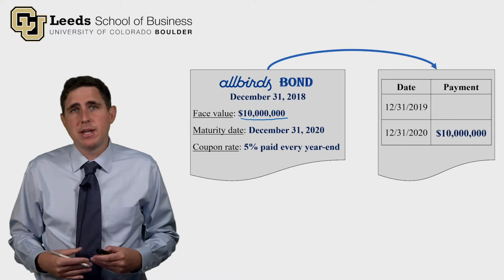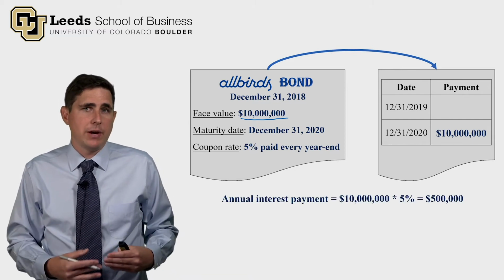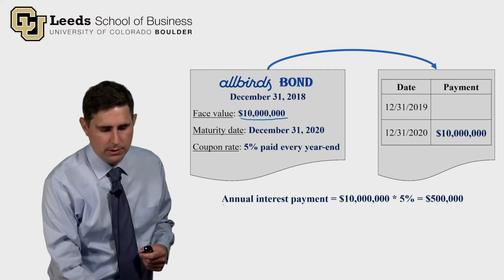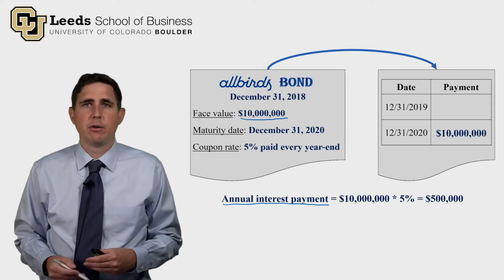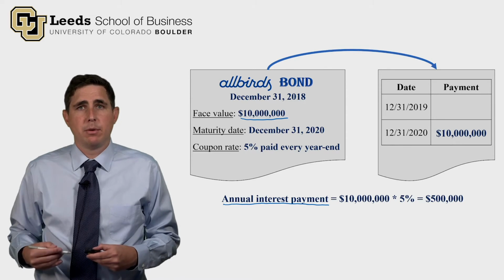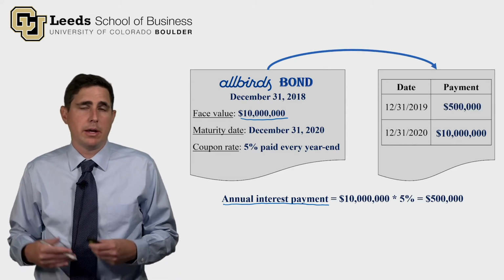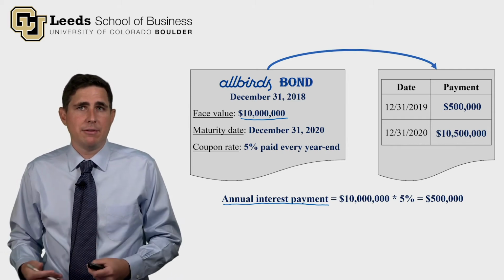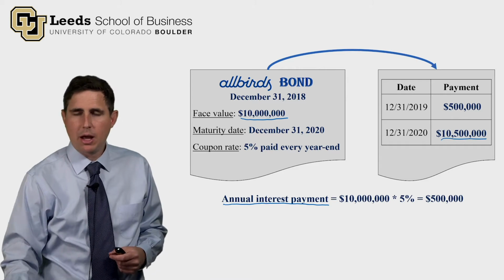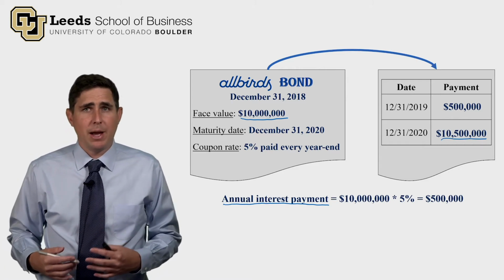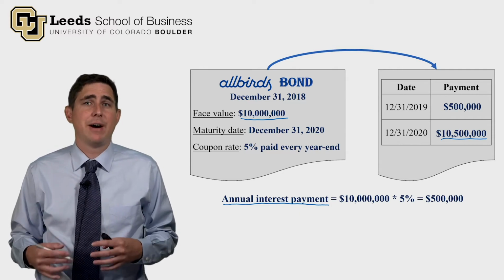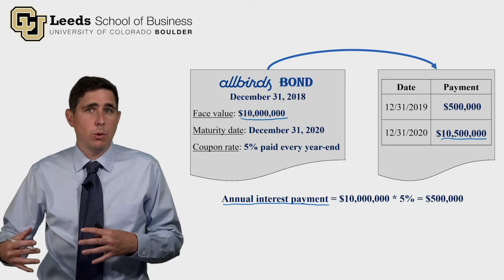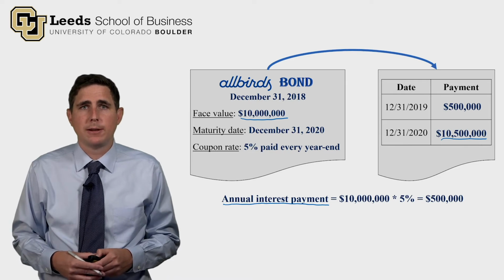Well, they're expecting 5%. If you take $10 million face value times a 5% coupon rate, investors are expecting to receive annual interest payments, so once per year, interest payments of $500,000. So at the end of December 2019, 1 year after they buy the bond, they'll expect to receive their first $500,000 payment. And at the end of the second year, they'll expect their second $500,000 payment. So you see that $10 million just converted. At the end of the bond's term, how much does Allbirds have to pay the investor? $10,500,000. Because not only do they have to pay off the face value, they also have to make the 2020 interest payment for borrowing that money during 2020.